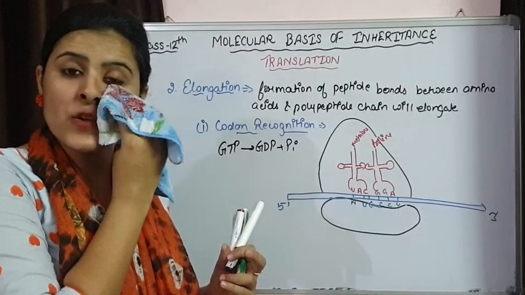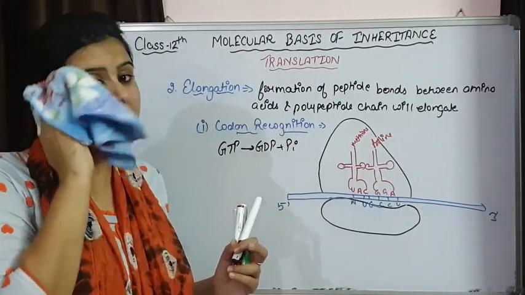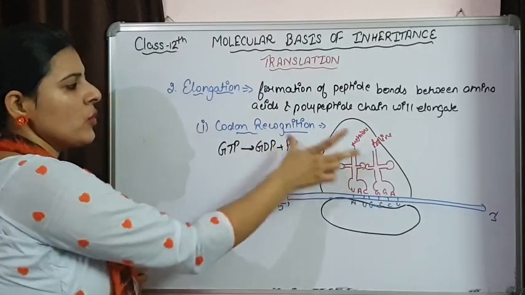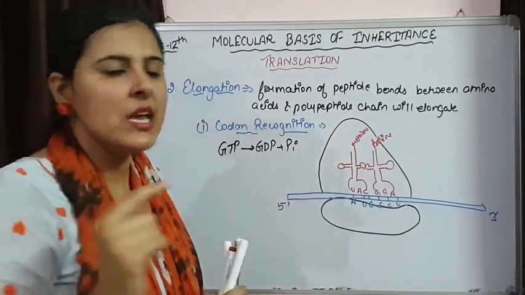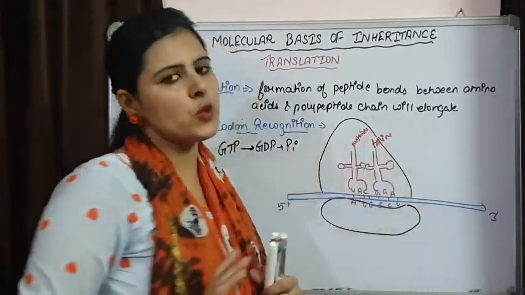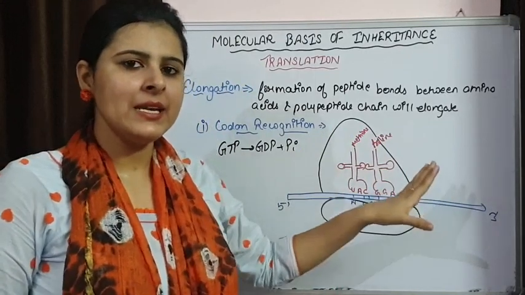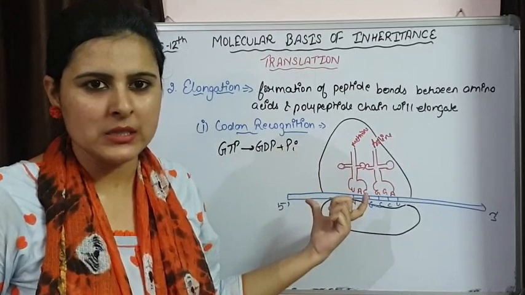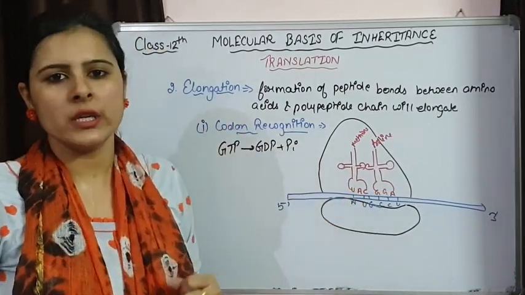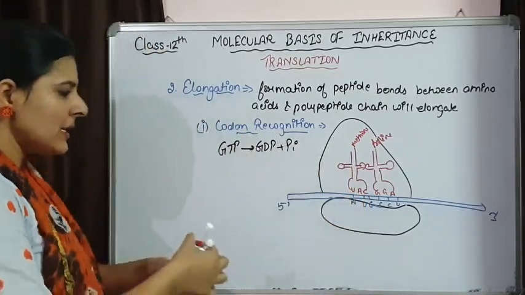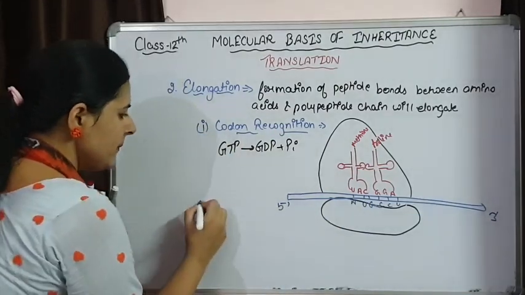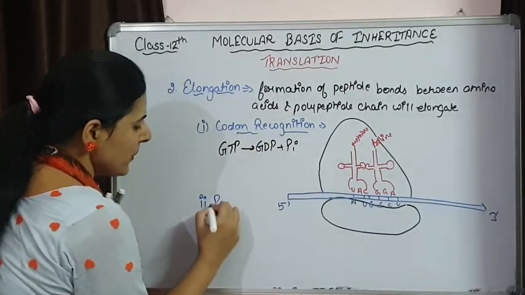We have talked about one energy consuming process already. When activation of amino acid takes place, ATP is consumed. The second energy is consumed when codon recognition takes place, meaning when a new tRNA is going to bind with the A site. At that time also one GTP is hydrolyzed. This is codon recognition. Now another step after codon recognition, what is going to happen? Peptide bond formation.